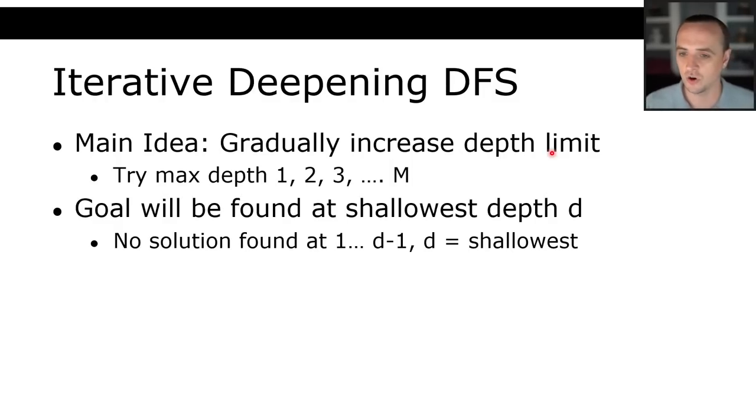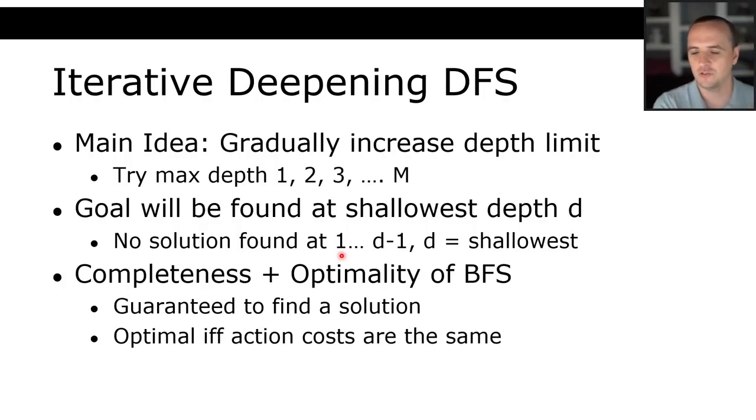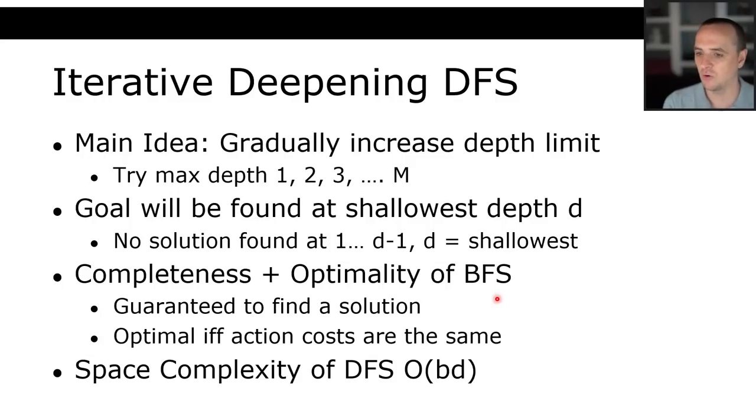Okay? So the goal will be found at the shallowest depth that we set here. Because there was no solution found all the way from depth 1 to d minus 1. So once we hit the depth of a solution, that will be the shallowest solution. So this means that this algorithm actually has the completeness and the optimality of breadth-first search, so it's guaranteed to find a solution. It's optimal if and only if the action costs are the same, so it shares that with BFS. But now it has the space complexity of DFS. So that's really cool, right?